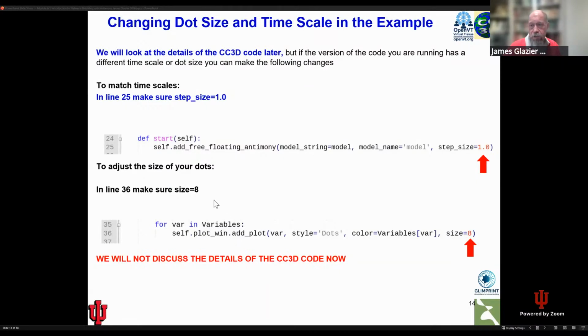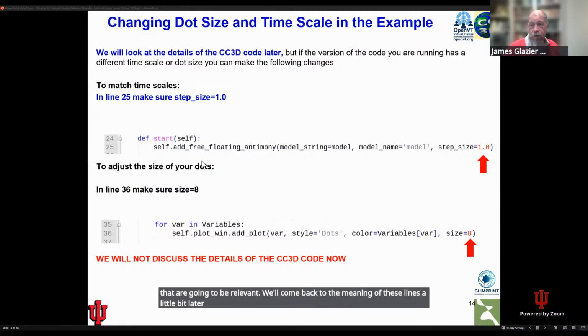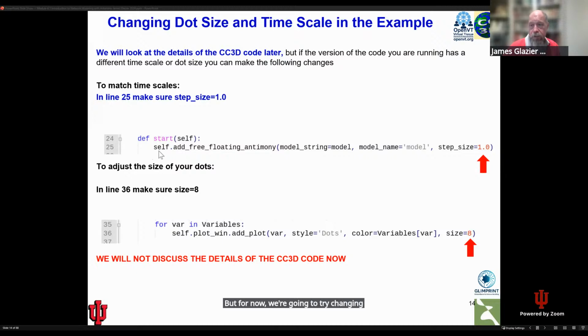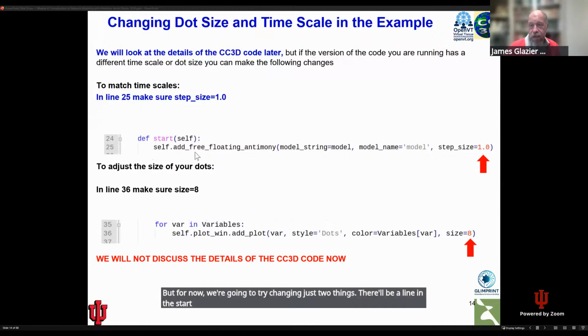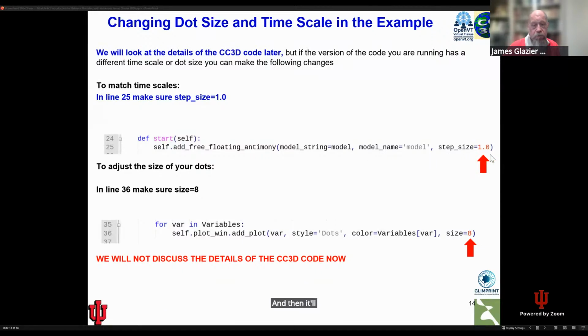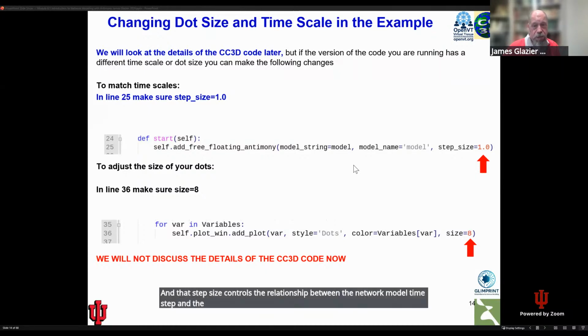If you go to your CC3D Python steppables in your Twedit, you'll see there are two lines here that are going to be relevant. We'll come back to the meaning of these lines a little bit later. But for now, we're going to try changing just two things. There'll be a line in the start function that says add free-floating antimony, and then it'll say step size is 1.0. And that step size controls the relationship between the network model time step and the CompuCell time step that says one network model time step unit is equal to one Monte Carlo step in CompuCell.